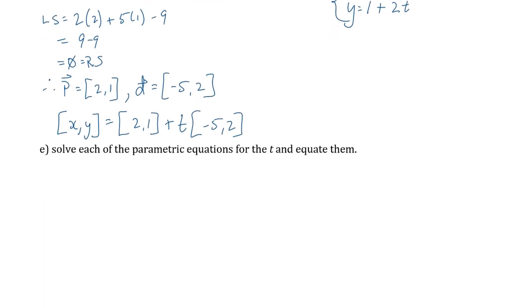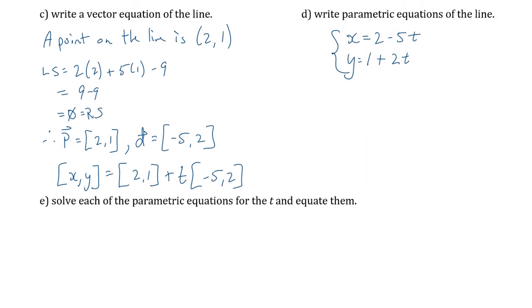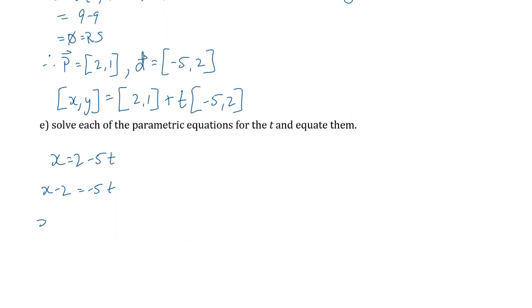Solve each of the parametric equations for the parameter t, and then equate them. Okay, so each of the individual parametric equations. So I'll solve the first one, x equals 2 minus 5t. So I'm bringing the 2 to the other side, x minus 2 equals negative 5t, divided by negative 5. (x minus 2) over negative 5 equals t. Next, the y minus 1 equals 2t. Obviously, this is something you'd be able to do in one step.